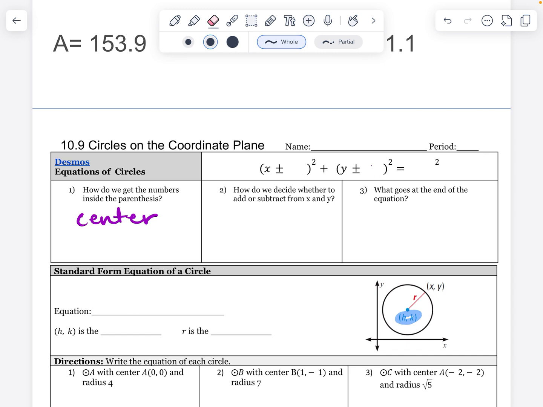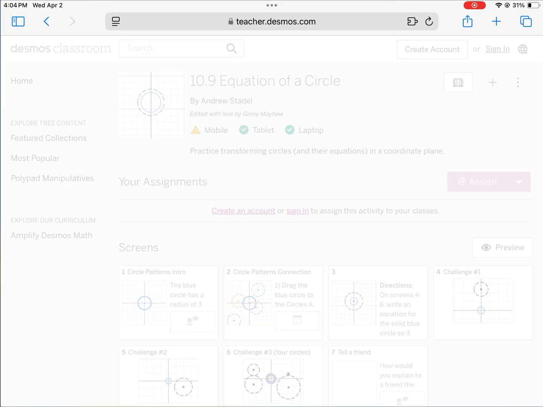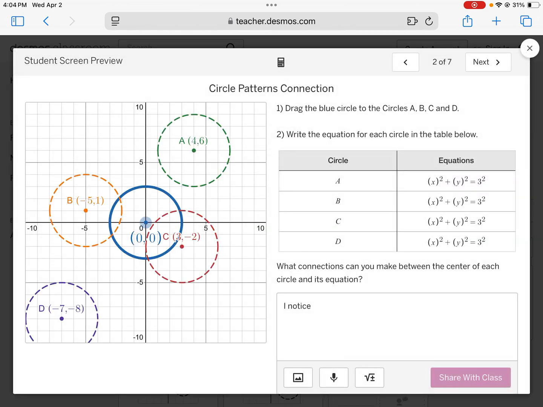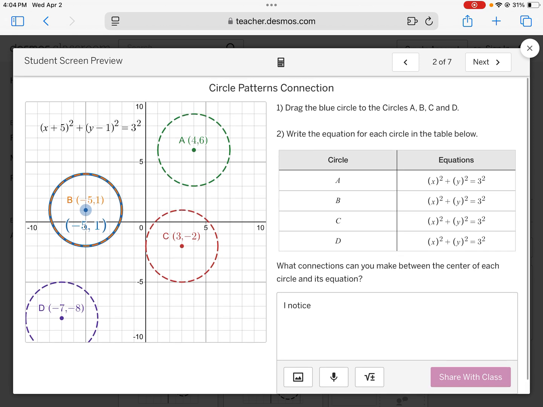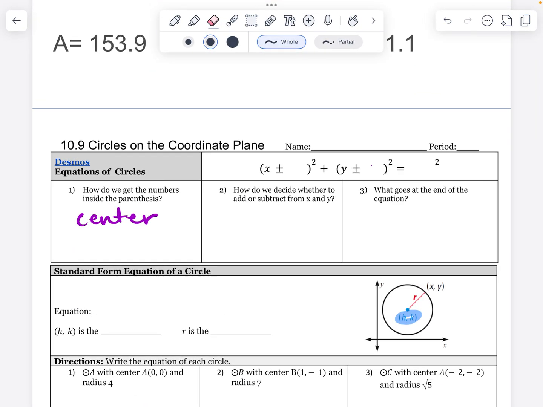How do we decide whether to add or subtract? So it's got to be opposite. So if the center is 4, 6, it's got to be minus 4, minus 6. But over here, the center is positive 5, negative 1. So negative 5 is my center, plus 5 is my equation. Positive 1 is my center, minus 1 is my equation. It has to be opposite.